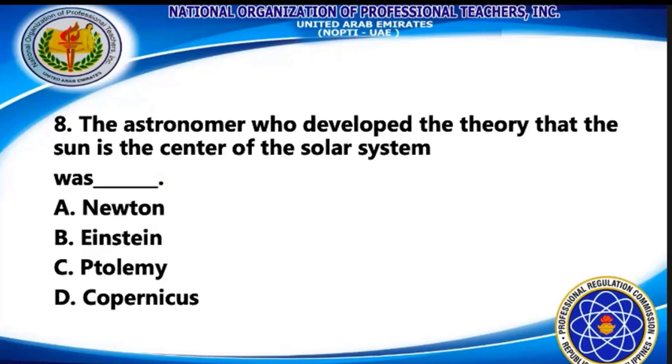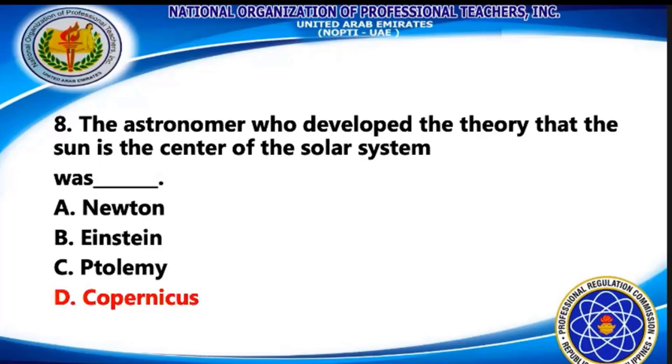Next. The astronomer who developed the theory that the sun is the center of the solar system was A. Newton, Einstein, Ptolemy, Copernicus. Answer. Magsagot kayo ha, bibilangin nyo mamaya ang score nyo, then i-report nyo po. Okay, done?